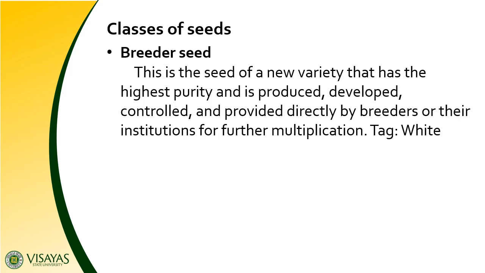So now let's proceed to the classes of seed from these seed certification classes. So you have here classes of seeds. So you have number one, the breeder seed. This is the seed of a new variety that has the highest purity and is produced and developed, controlled, and provided directly by the breeder or the institution for further multiplication.